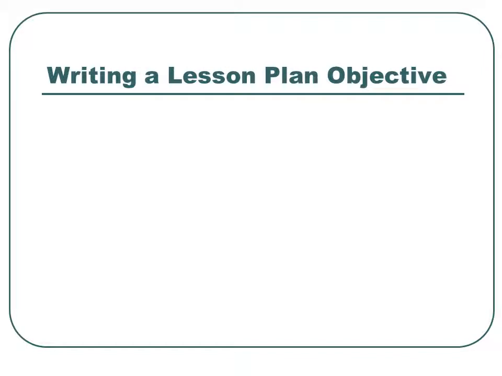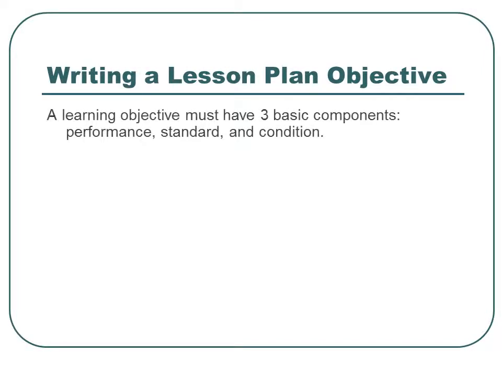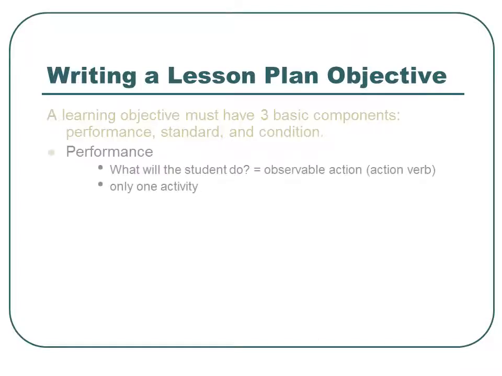A learning objective must have 3 basic components: performance, standard, and condition. If these 3 parts aren't there, then you have not written a learning objective. The performance is what the student must do. This part of the learning objective must contain one activity and only one activity.